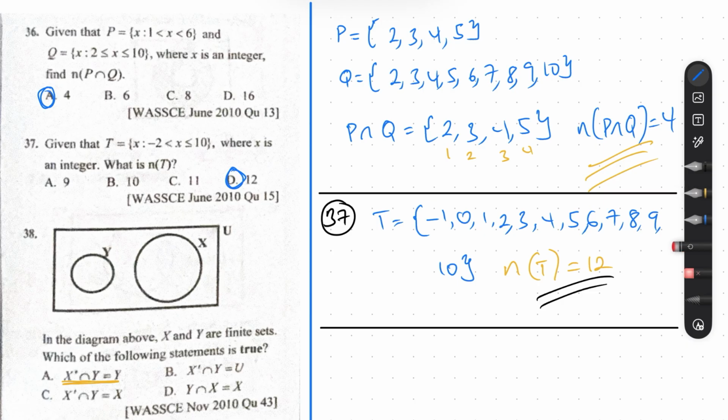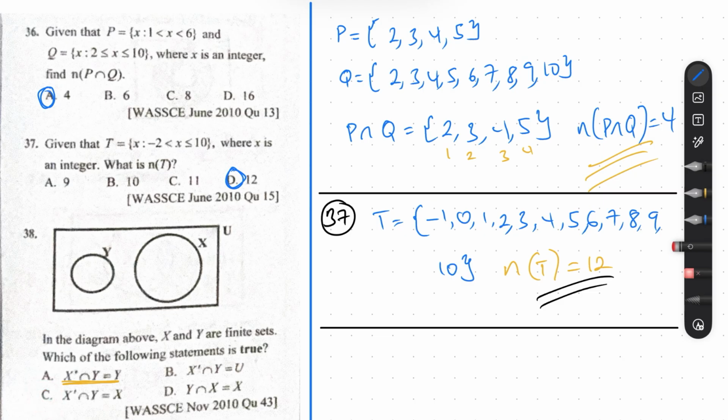B says x complement intersection y is equal to u. This is absolutely false because the u here means everything in the box, but x complement will not include x. So this is absolutely false.